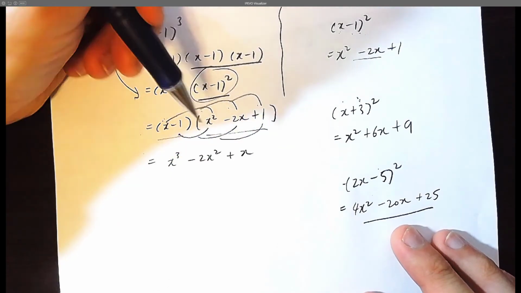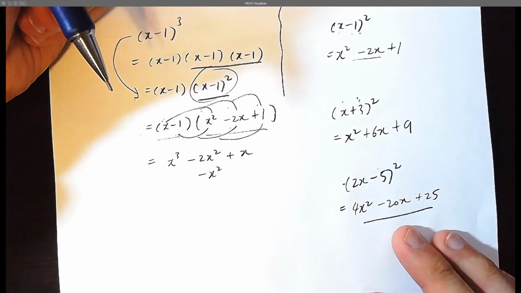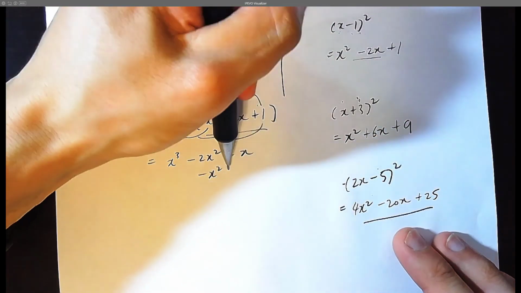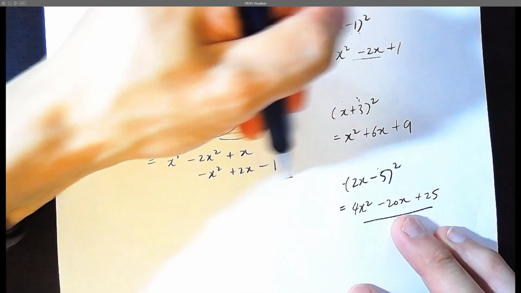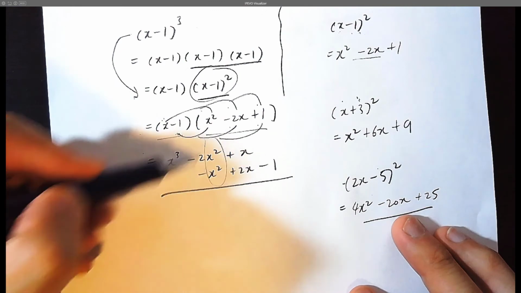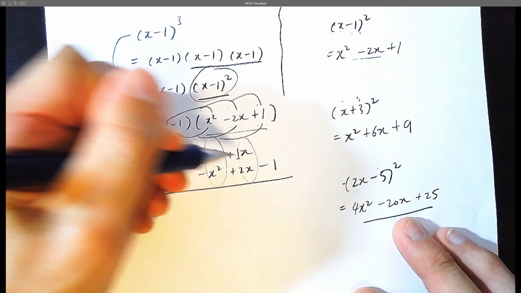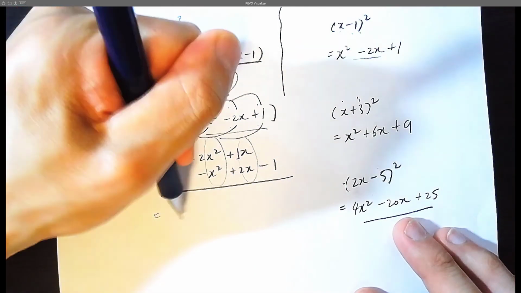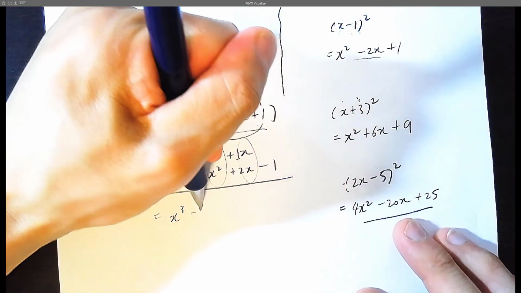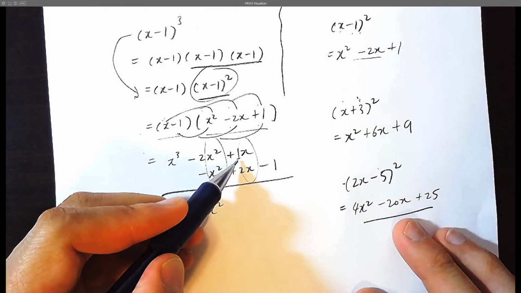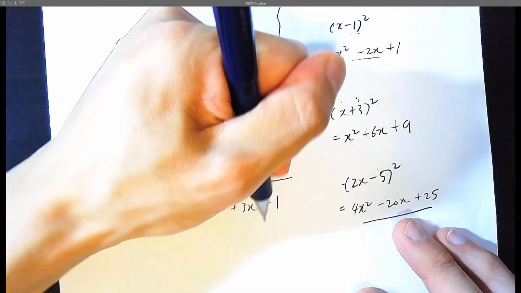Negative 1 times x squared is going to be negative x squared. Negative 1 multiplied by negative 2x is going to be positive 2x. Negative 1 times positive 1 is going to be negative 1. And notice how the x squares are aligned and the x's are aligned as well. This is the same thing as saying positive 1x. So the final answer is x cubed minus 2x squared minus x squared is going to be minus 3x squared. 1x plus 2x is going to be positive 3x. And the negative 1 is all by itself.